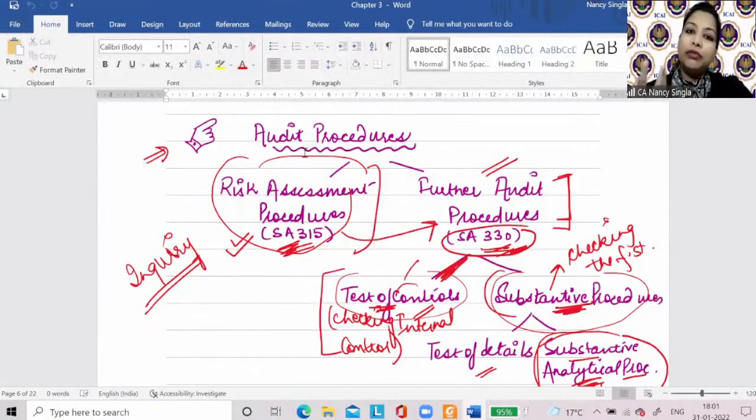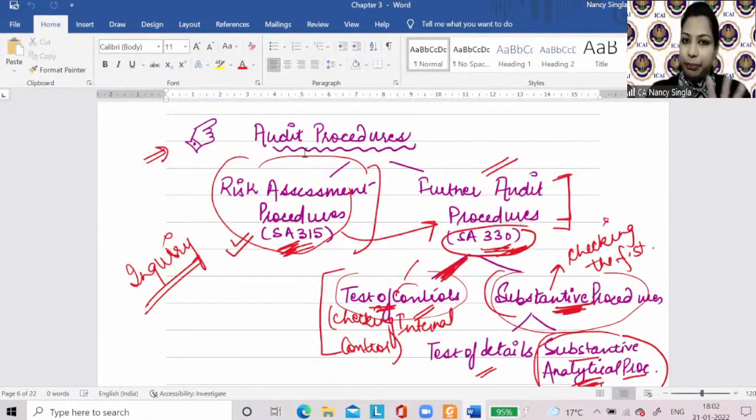So the auditor will perform something, and what is that something? Audit procedures. However, depending upon the circumstances or the purpose for which that audit procedure has been used, it may be called a risk assessment procedure when it is used to identify and assess the risk of material misstatement, in terms of what? SA 315, right? Test of controls and substantive procedures, risk assessment procedures, we will be doing all in detail.